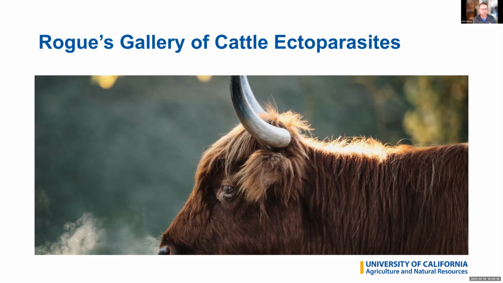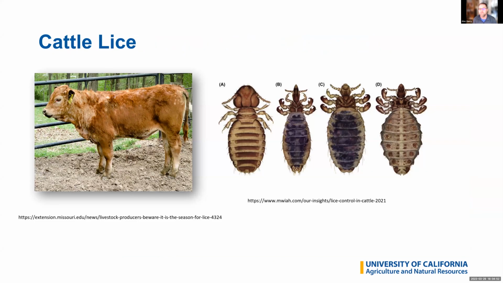Okay, so now we're going to start our rogues gallery portion of this presentation. And I'm going to talk about a number of the arthropod parasites, their ecology and biology, and then their control. So the first group we want to discuss are cattle lice. There are many cattle lice. I'm showing a picture of 4 of them over on the right-hand side. And we categorize cattle lice into 2 broad groups.